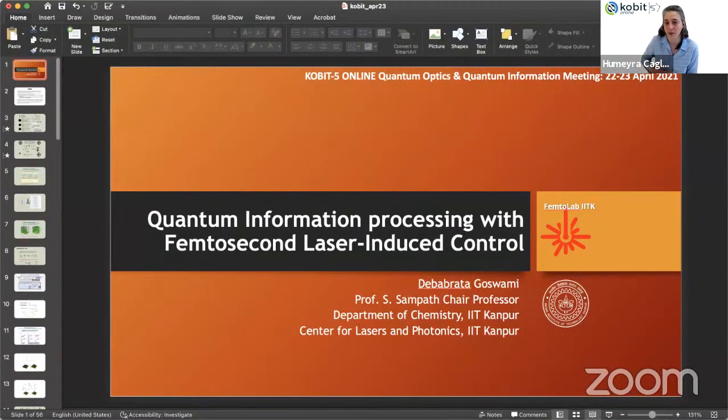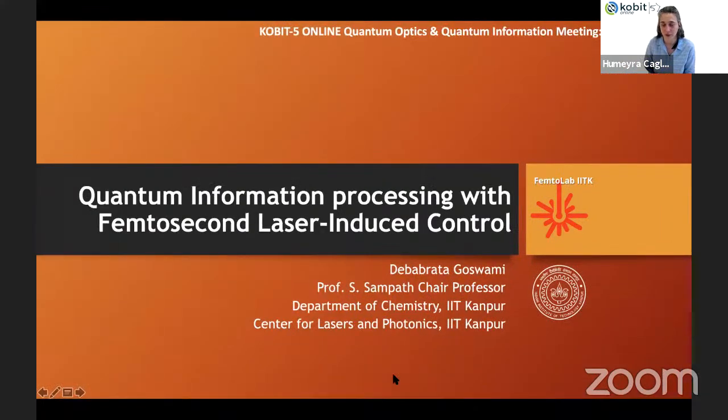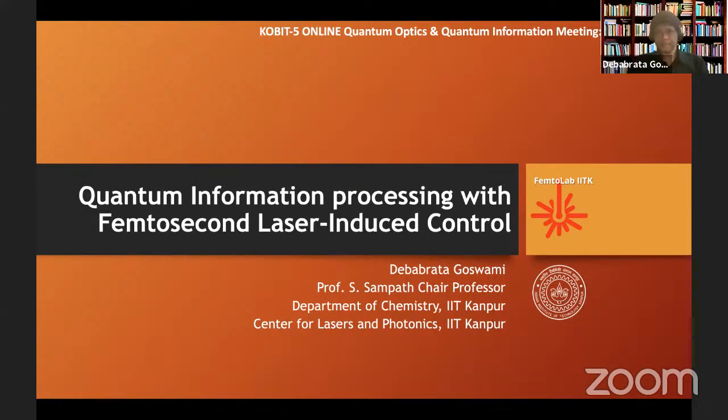Actually, because of a last-minute change in our schedule, the first speaker couldn't deliver his talk. And now I think Debabrata is here to deliver the talk. Could you share your screen, please? Yeah, sure. The next speaker is Debabrata Goswami from IIT Kanpur, and he's going to talk today about quantum information processing with femtosecond laser-induced control. Am I audible? Yes, please go ahead.